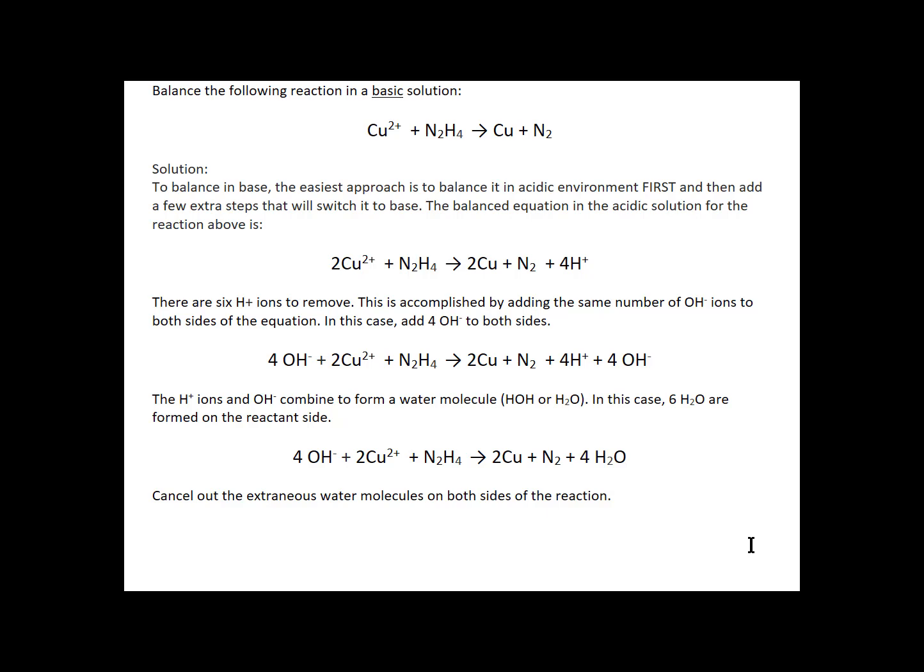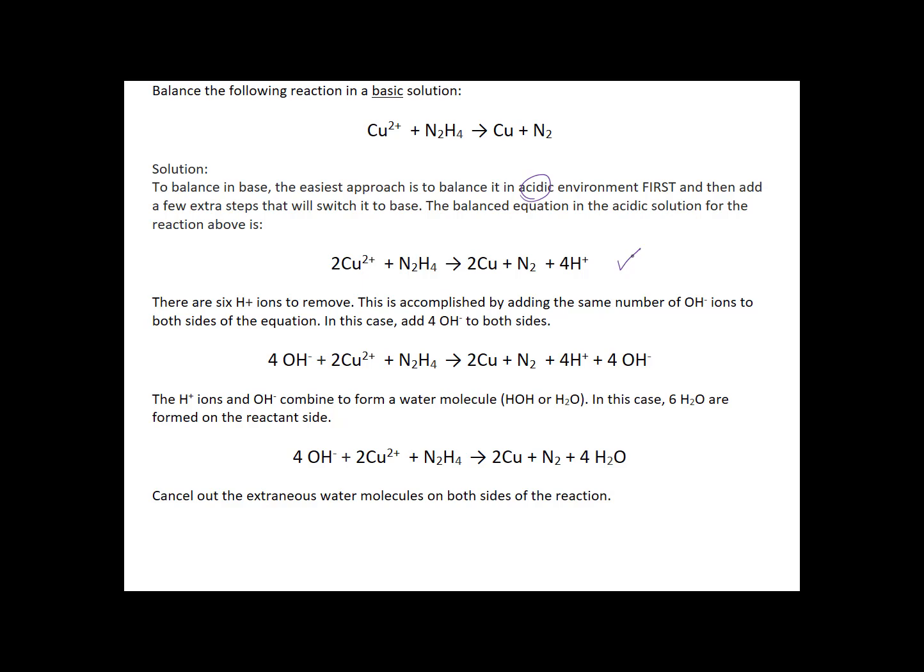In this example, we're going to balance a redox reaction in base. So you've been asked, using this reaction, to balance this in base. And the easiest thing to do is actually to start by balancing it in acidic environment first, and then we're going to switch it to being in base. So if you follow the steps from previous examples to balance in acid, then we're going to have this reaction here.